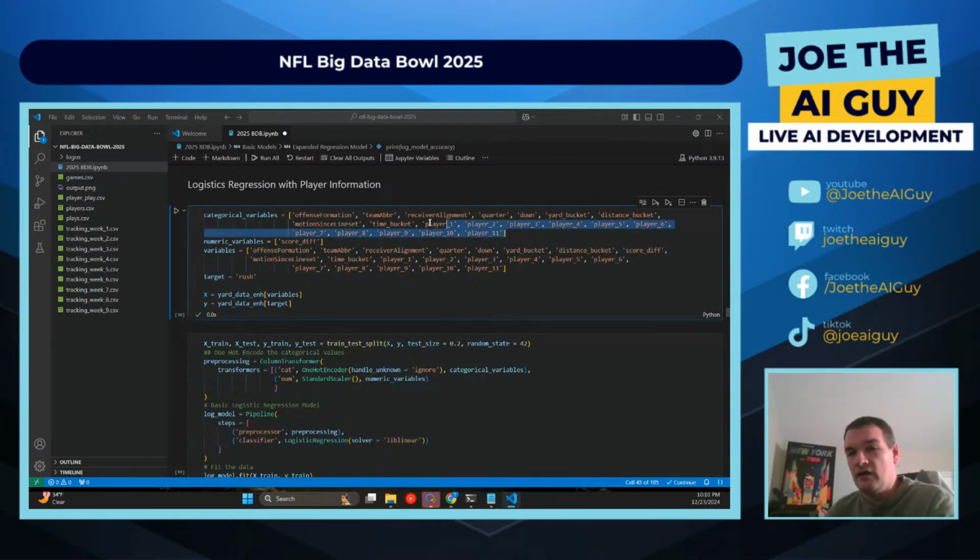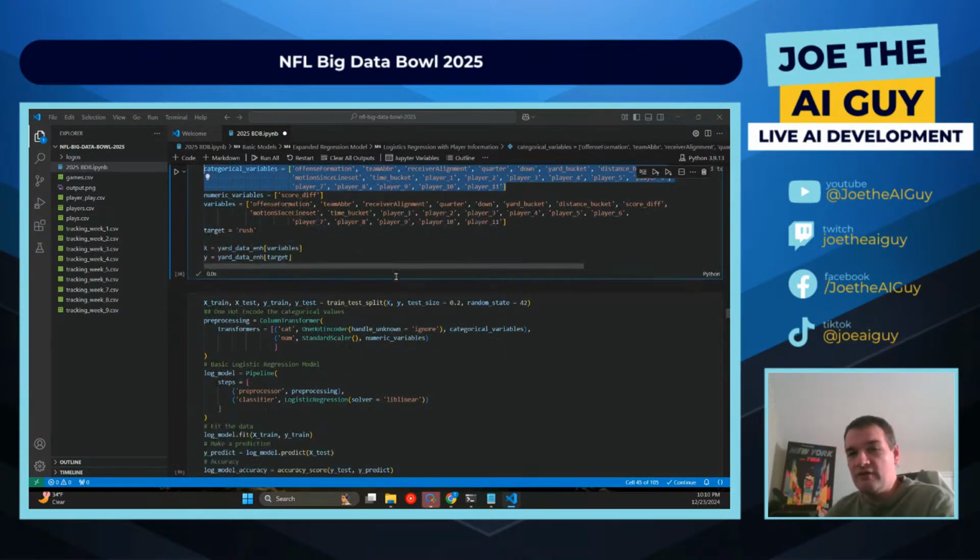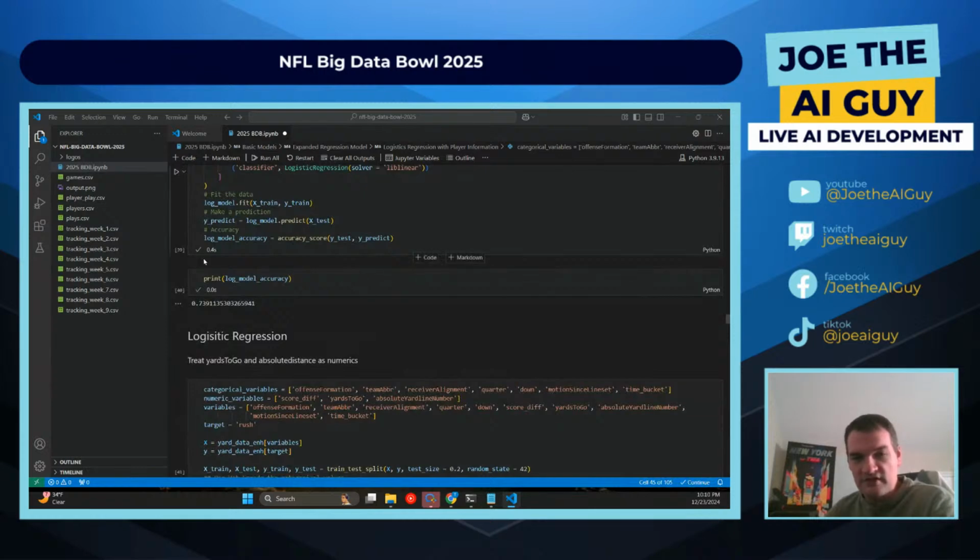And then doing another version where we add in the player information. Like I said, this takes a bit longer to run, but what you see here is actually we decrease slightly in terms of the overall model accuracy.